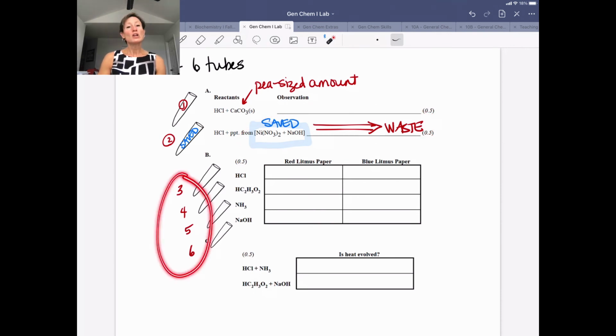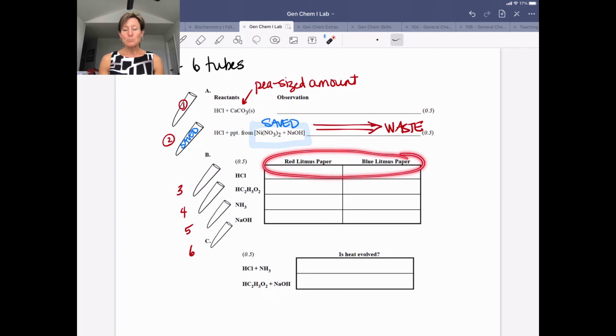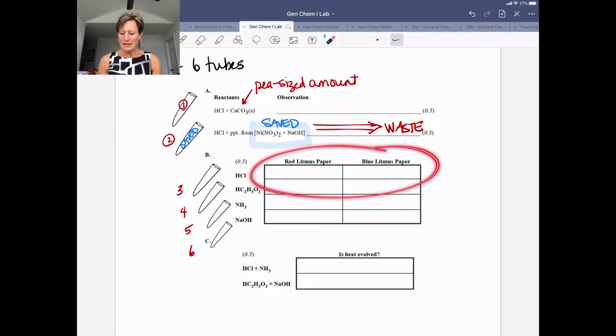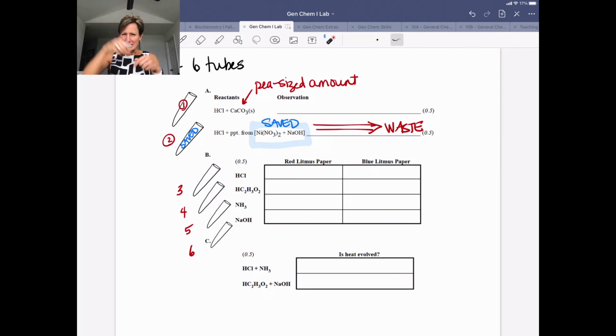All right, so for tubes 3 through 6, what you're really going to be doing is adding some of this solution. Here we've got 2 different acids, hydrochloric acid and then acetic acid, and then 2 different bases. And then you're going to be using litmus paper, which will tell us whether the solution is acidic or basic. So you're just going to be taking a little bit and dropping it on the litmus paper and seeing what it looks like. You can actually dip a little bit of the litmus paper in there too and just see what color it changes. So that again is just an observation that you're going to be writing here.